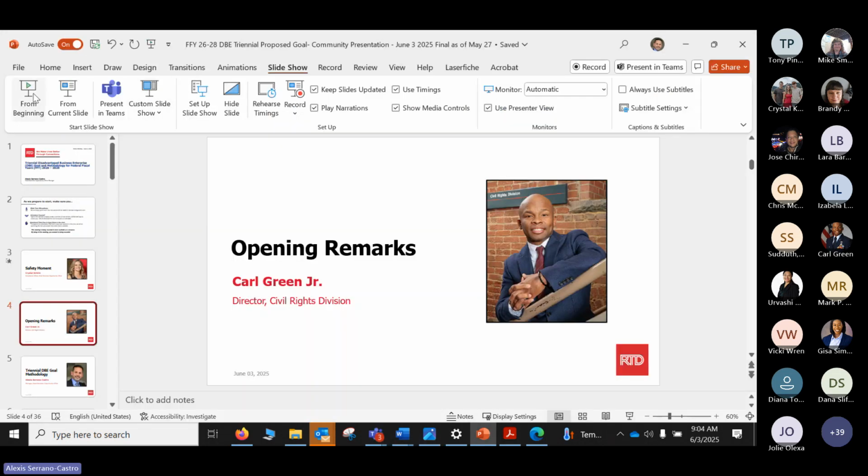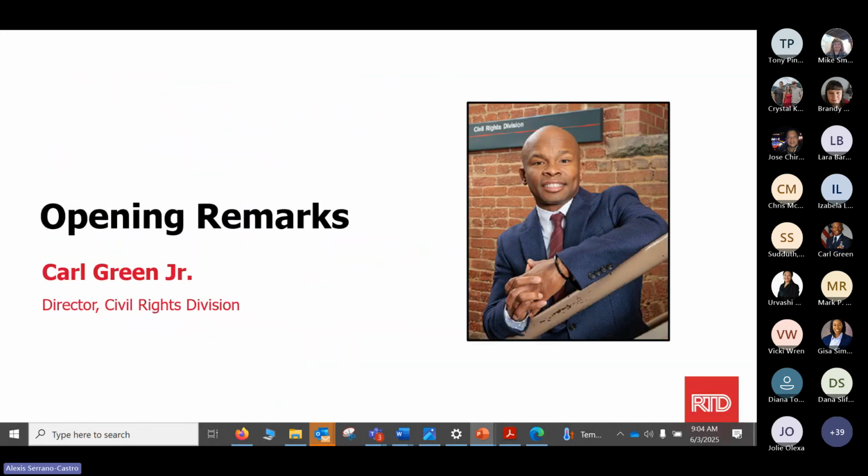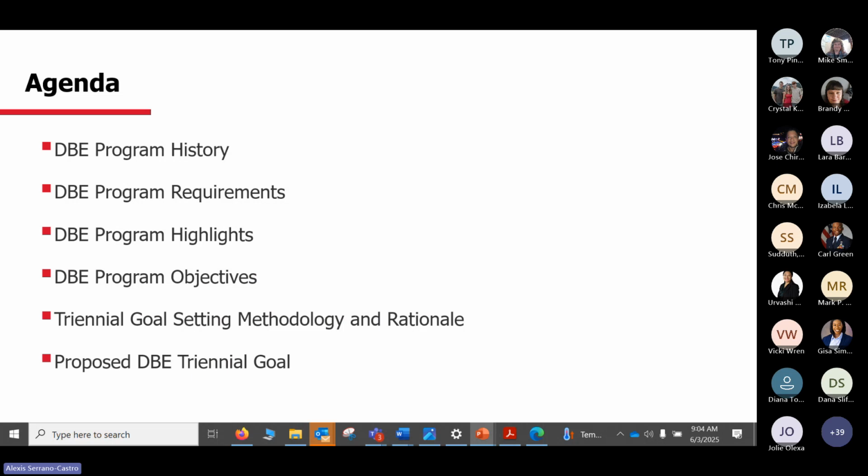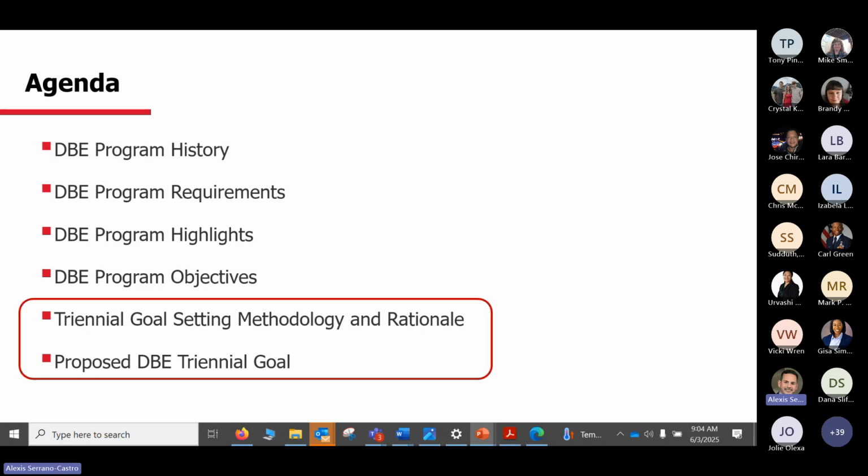So let me really quick take control of the slides again. We're going to be really quick about talking about the history of the DBE program for those that don't know why there's a DBE plan or DBE program, the requirements of the plan or the program, the highlights of the DBE as well, the objective, the triennial goal, and the proposed triennial goal, which are the last two bullets, are where we're going to spend the most amount of time.